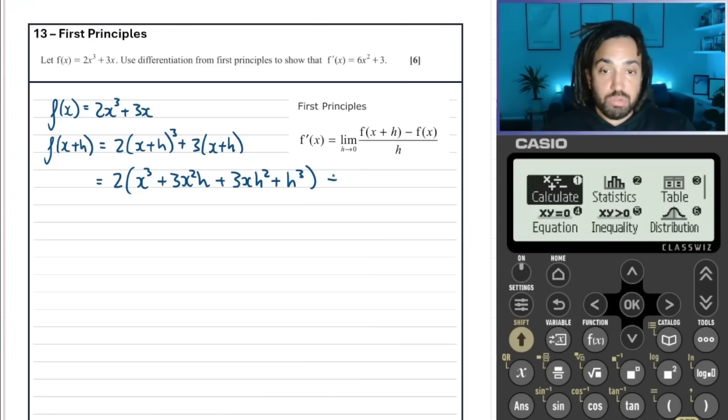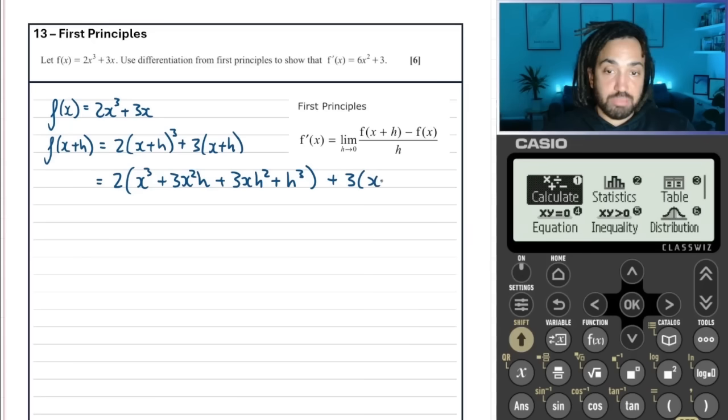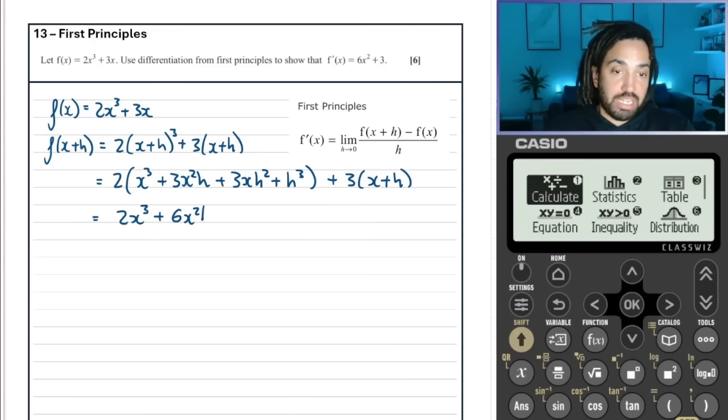And then we've also got here, of course, 3 times x plus h. Okay, now let's expand further. So we get 2x cubed plus 6x squared h plus 6x h squared plus 2h cubed plus 3x plus 3h.